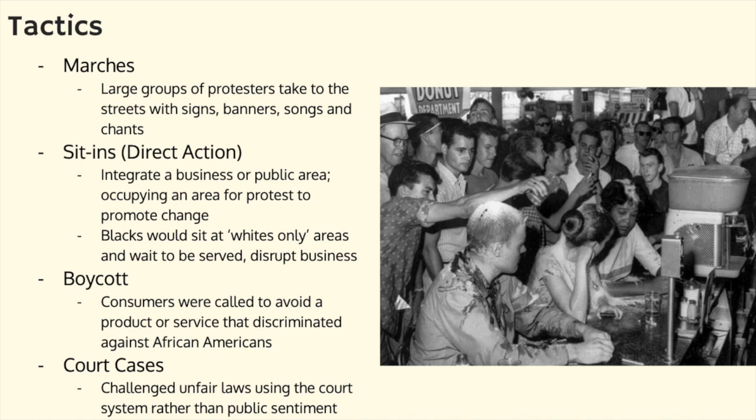So by sitting there, they were taking up the spot of a paying customer, disrupting the business, but often they faced really violent backlash from within the community. Here you see that food has been thrown on them, and there's instances where they are beaten as well. And we'll actually come back to that.